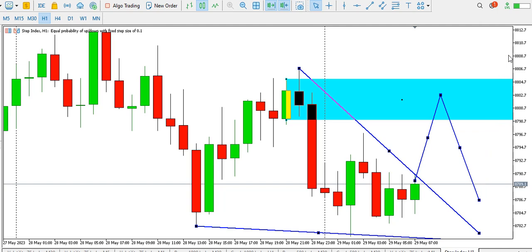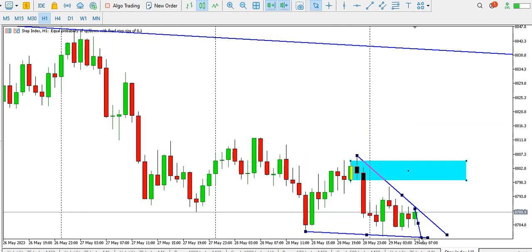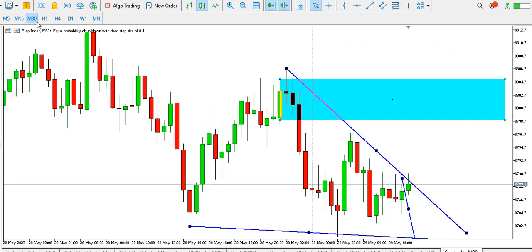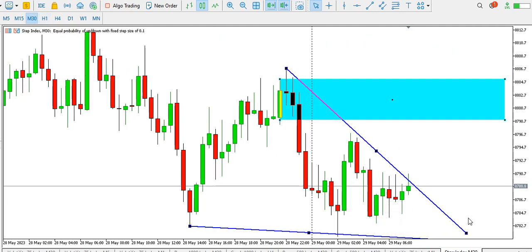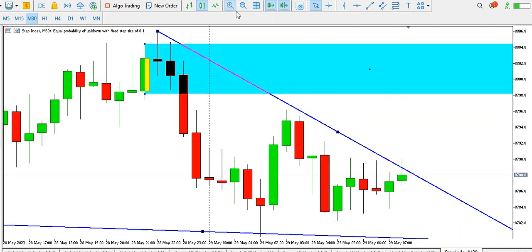Or if that does not happen, we might end up seeing price dropping below the range, and the bearish formation might continue from there. So that's that for the 1-hour time frame. Looking at the 30 minutes time frame, what do we have? We still have price of Step Index in the range, and looking at this current candlestick, the descending trend line is currently being respected until we see a clear break.